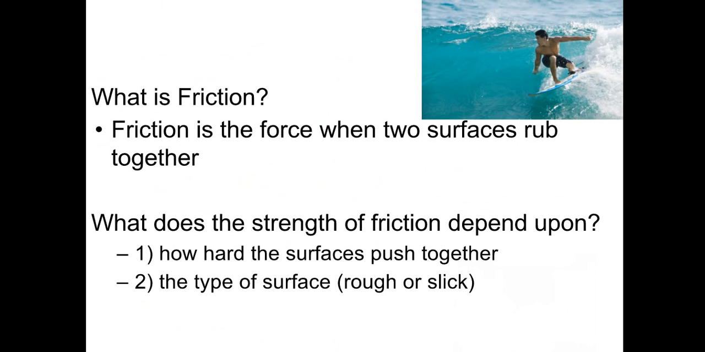The second thing is the types of surfaces. If you have a really rough surface, it's going to exert more friction force than a smooth surface. So if you want to reduce friction, you obviously want to not make those two objects press together too hard, and then you also want to have the surface be a lot slicker or smoother.